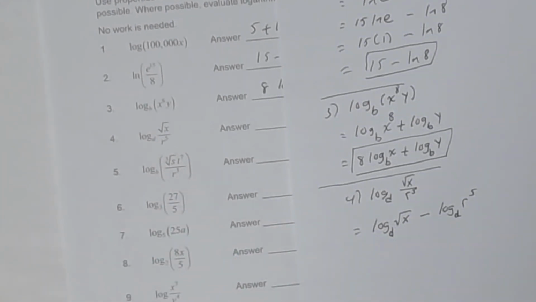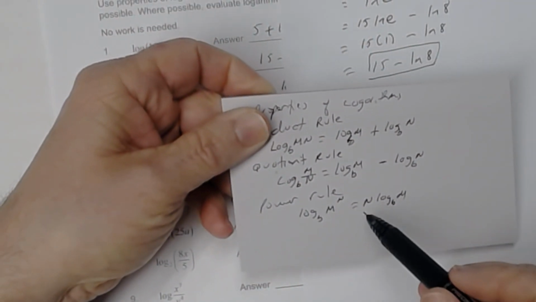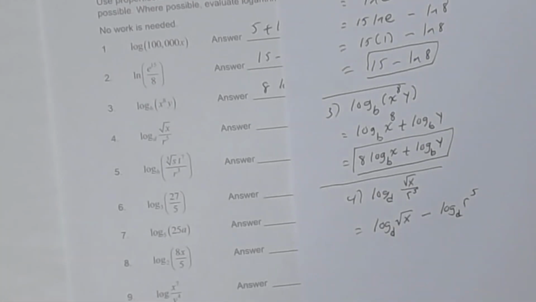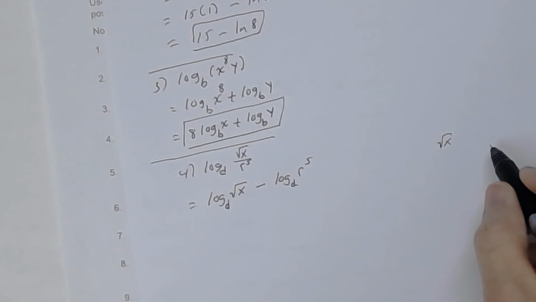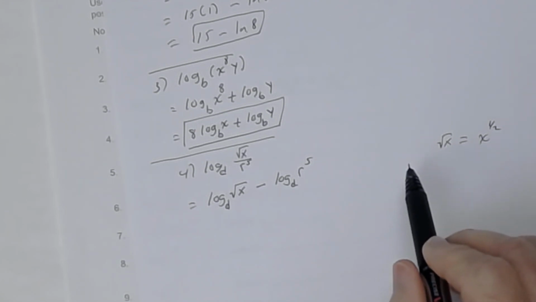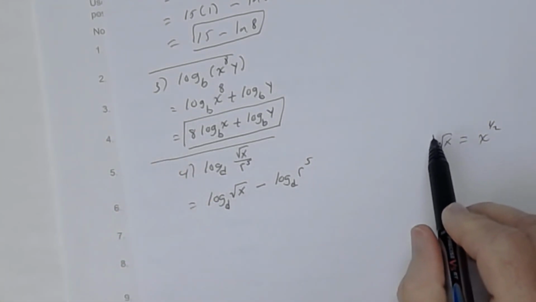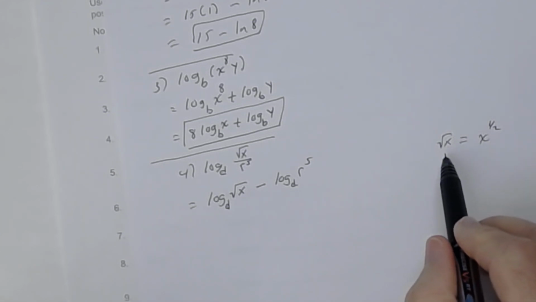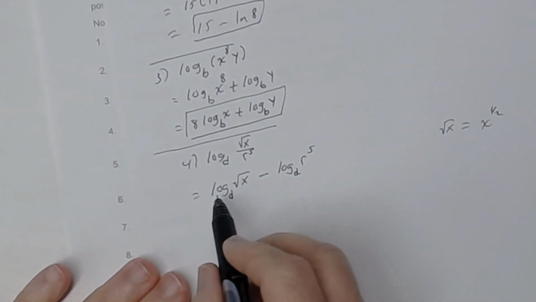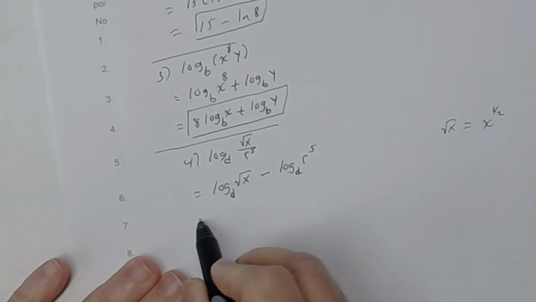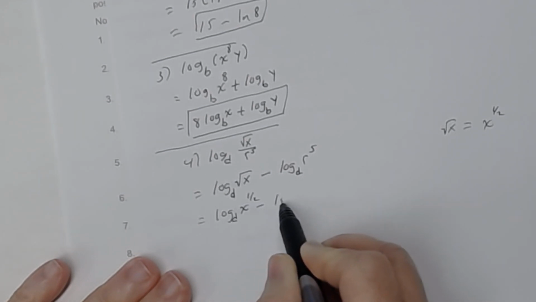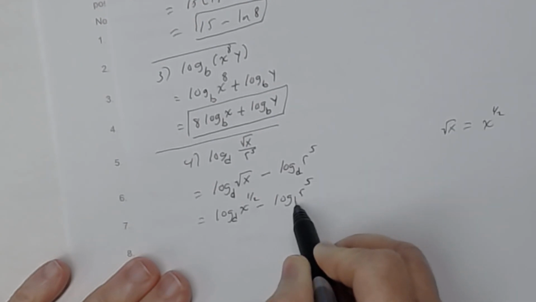Okay? All right, now I'm going to use the power rule. The square root of x, remember to put that here. The square root of x means x to the 1/2 power. So remember always, whenever dealing with this situation here, always make sure you know how to change a radical expression to a rational exponent. So now this becomes the log of x to the 1/2 base d minus the log of r to the 5th base d.